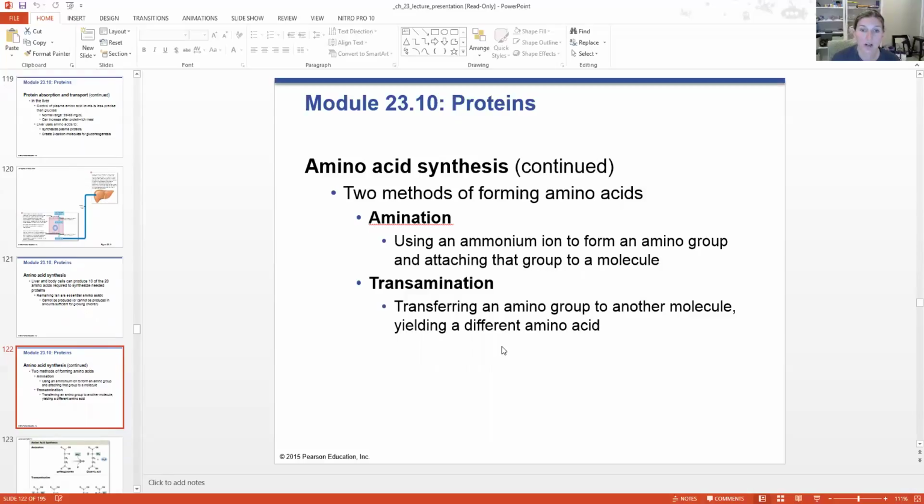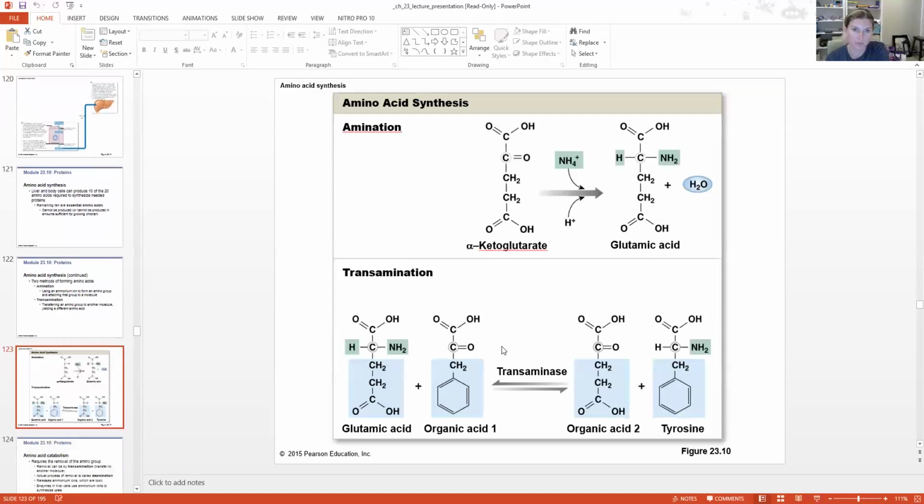Amino acids can be synthesized, other than the 10 that are essential. The creation of amino acids involves 2 main methods. Amination is a process where you're using an ammonium ion to form an amino group. An amino group is NH4, which is basically an ammonium ion, and attaching it to a molecule. Transamination is the other process. This is where you're taking the amino group from one molecule and sticking it on another molecule to create an amino acid. So you're basically swapping amino groups.